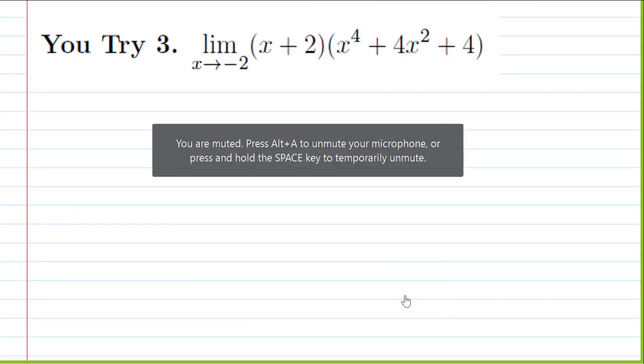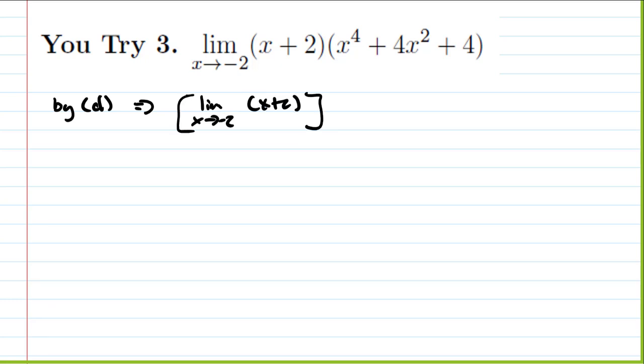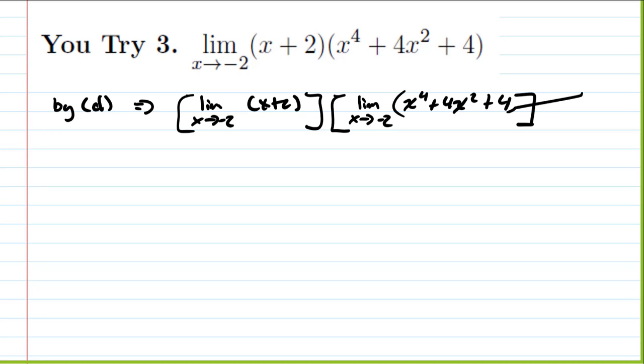Let's go ahead and analyze this. What we're going to do is use our property D, which lets us break it up into two separate limits. So we get the limit as x approaches negative 2 of x plus 2 times the limit as x approaches negative 2 of x to the 4th plus 4x squared plus 4.